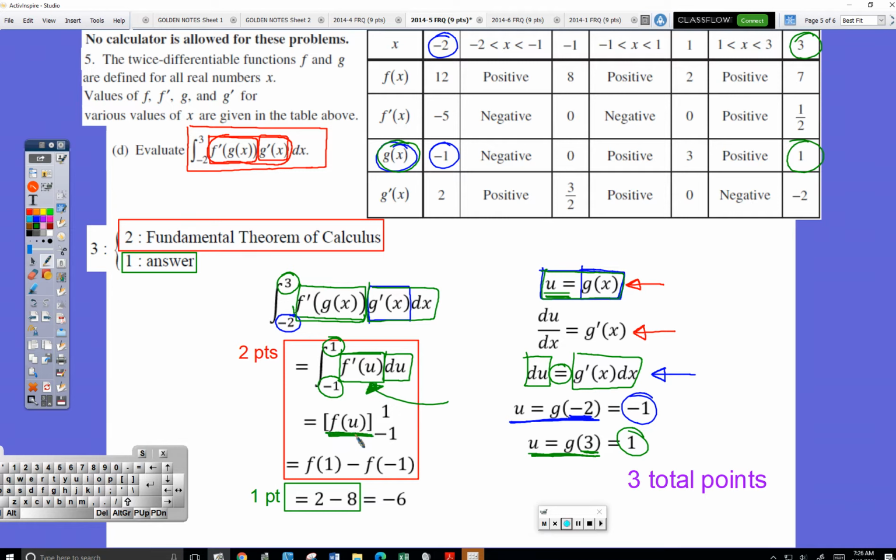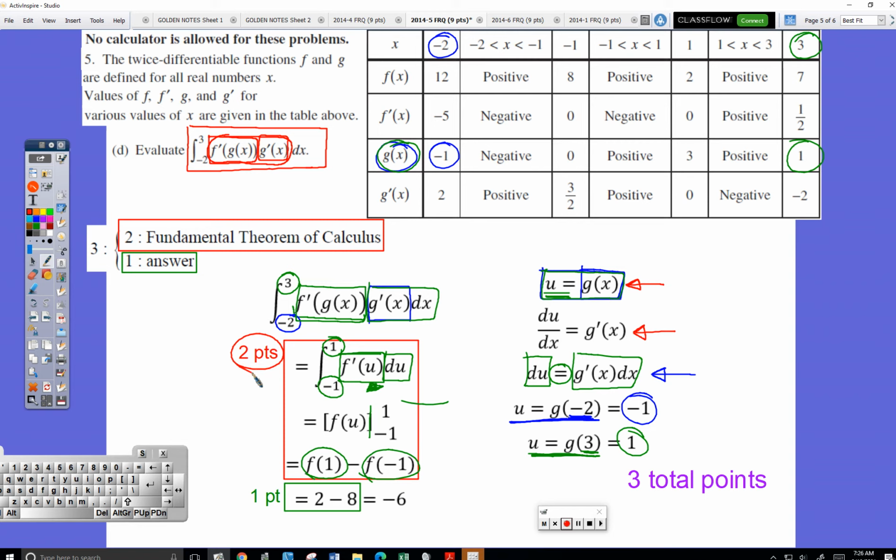Don't go back to x. Evaluate from 1 to -1. It's kind of bad writing there. So we're evaluating from u equal 1 to u equal -1. So they plug in. Can't stop there because it's function notation. Although if you have everything in the red box, you do get 2 points.